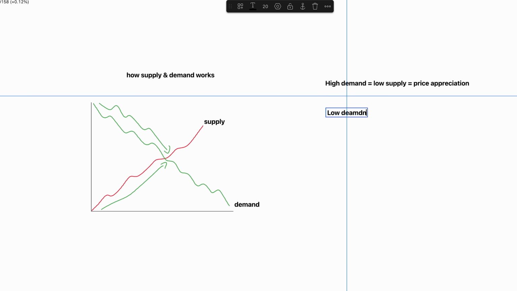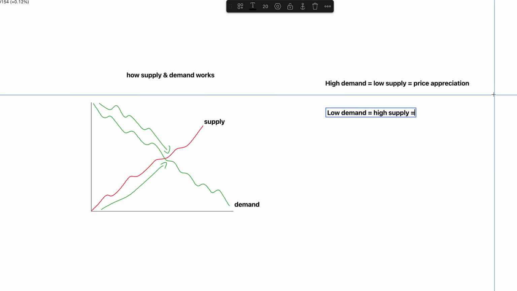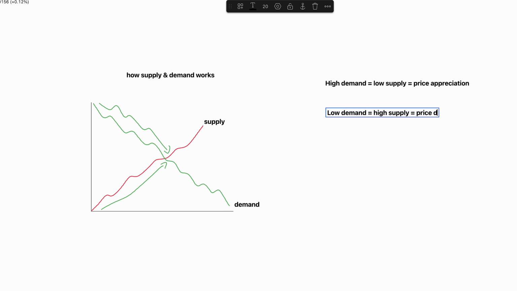Now, if you've got low demand paired with either an effect of high supply or creating high supply. So let's say, as we said with the gold coin example, you've got high supply now, lots of gold coins in the market. Not too many people are that bothered about them anymore because it's not a scarce asset. So therefore, price depreciates, okay?